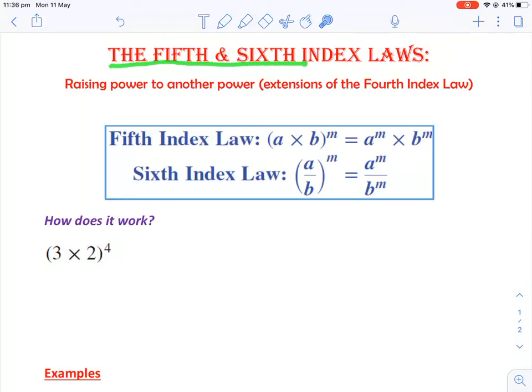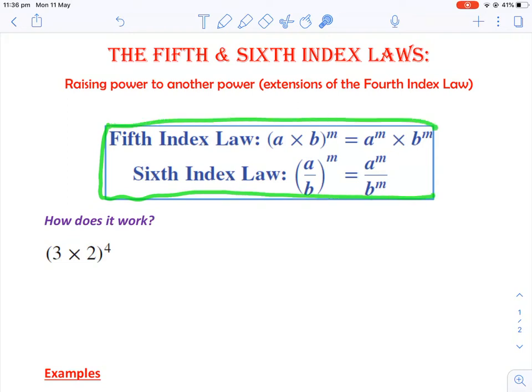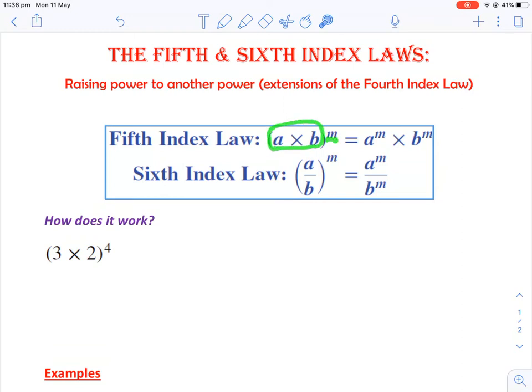The fifth and the sixth index laws are the extensions of the fourth index law, which is raising power to another power. Here are the formulas of the fifth and the sixth index laws. With the fifth index law, if you have A times B and this one raised to power m, then everything inside the power is raised to that index.